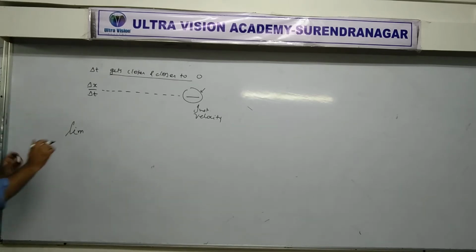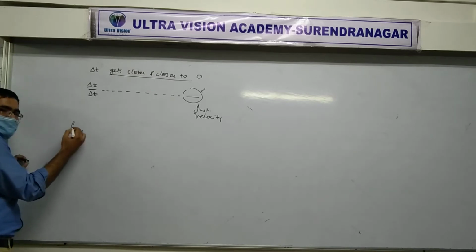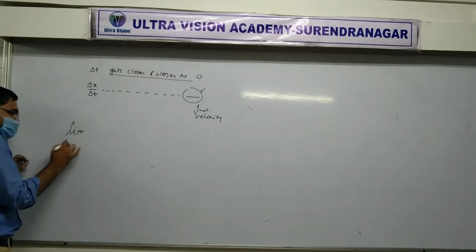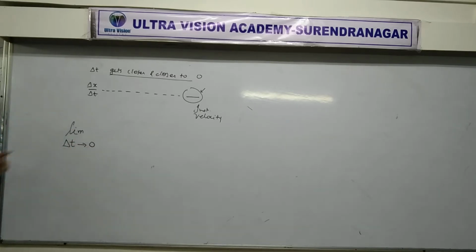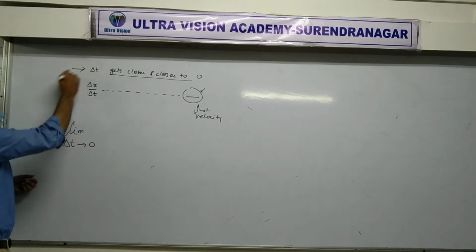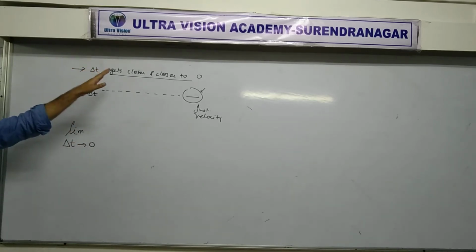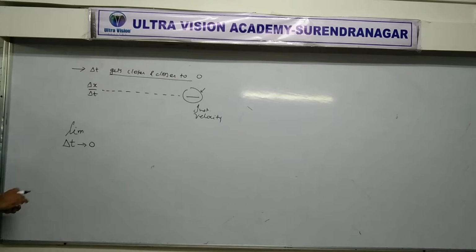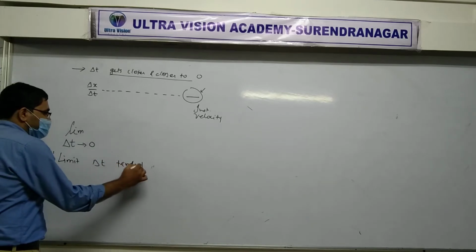The short form or the symbol to write limit is LIM. We write it as LIM, and then below that we write something like this. What this means is exactly what this sentence is telling you. When you write limit delta t tends to 0, what that means is as delta t gets closer and closer to 0. How do you read it? You read it as limit delta t tends to 0.